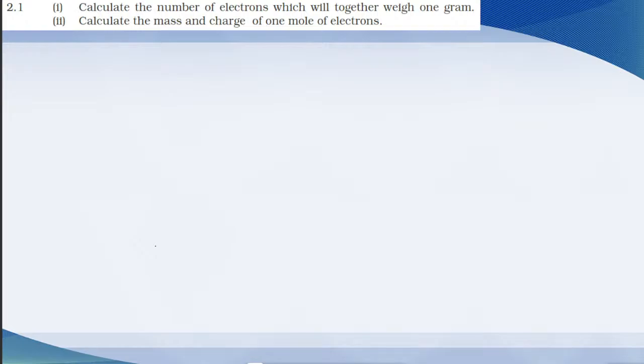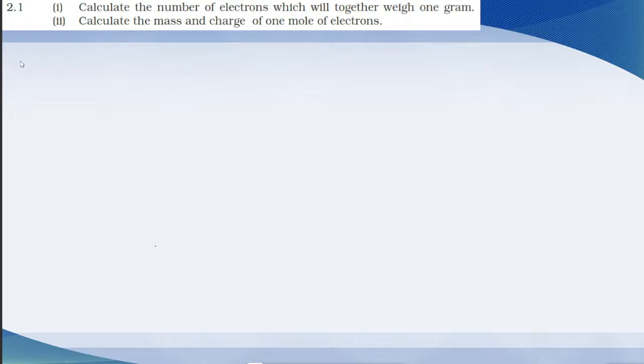Okay, so question number 2.1. Calculate the number of electrons which will weigh together 1 gram. We have to calculate the number of electrons whose total weight is 1 gram. So if you know the weight of one electron, then you can get the number of electrons in 1 gram.